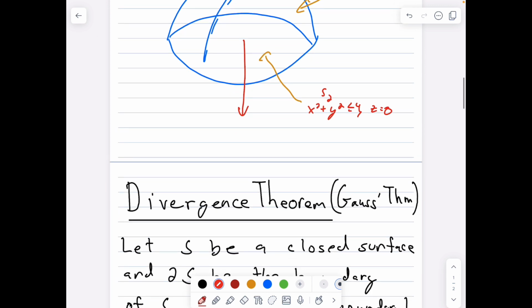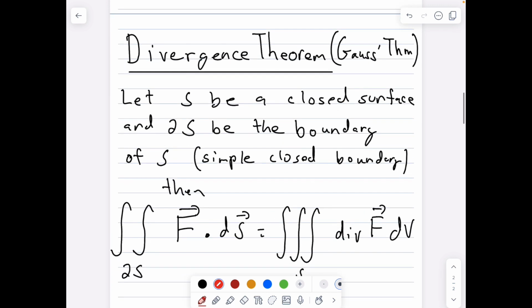the divergence theorem, which says something along these lines. Let S be a closed surface, and the boundary of S, sorry, I don't know how to say that letter in Greek, the one that looks like the partial derivative symbol. And then you have the boundary of S. And what this theorem says is as follows.